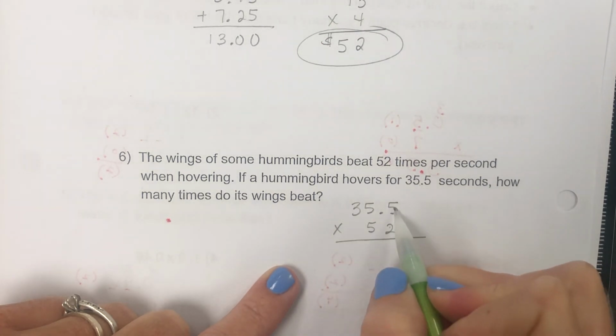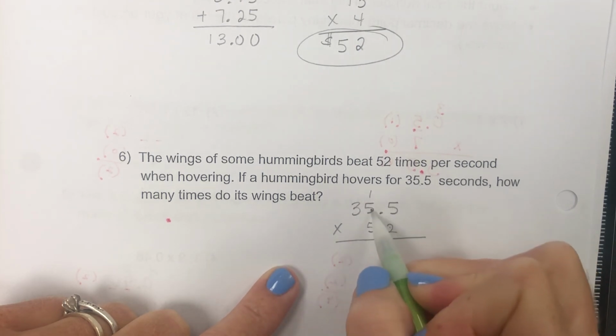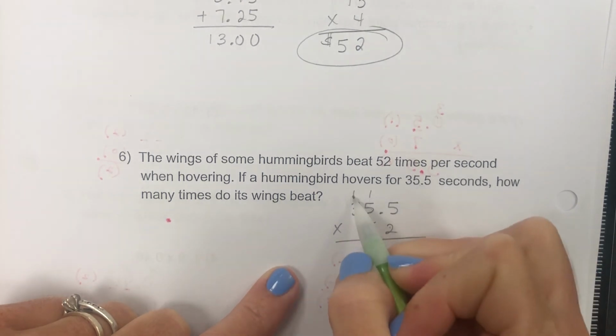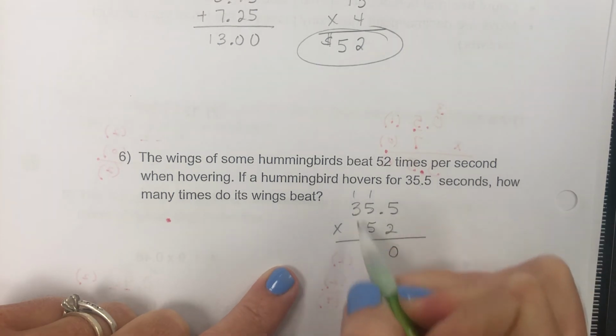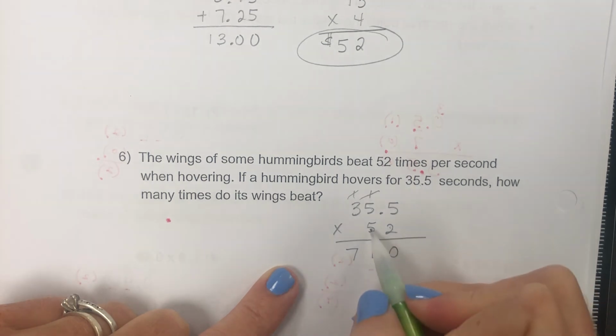I'm going to multiply the 2 through first. 2 times 5 is 10, carry my 1. 2 times 5 is 10, plus 1 is 11, carry my 1. 2 times 3 is 6, plus 1 is 7. Mark off the ones you carried. Now we're on the next row.